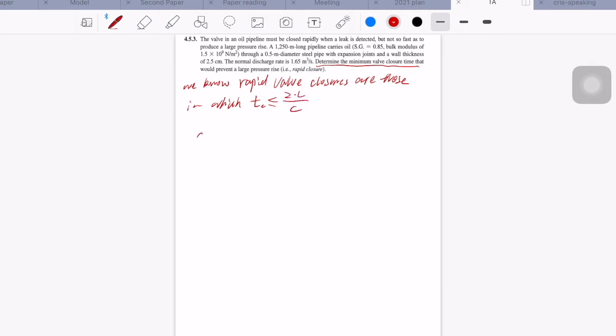And we know C is the speed of the pressure wave, the square root of EC divided by the density. And we also know 1 over EC equals 1 over EB plus D times K divided by EP times E. So we need to solve the EC first, and then we can determine the C and solve this problem.